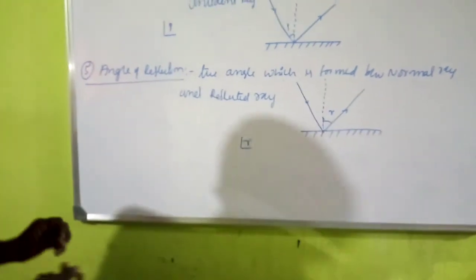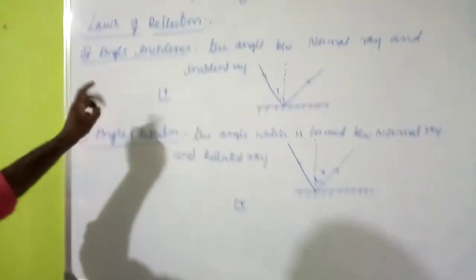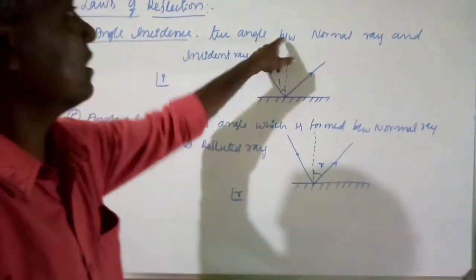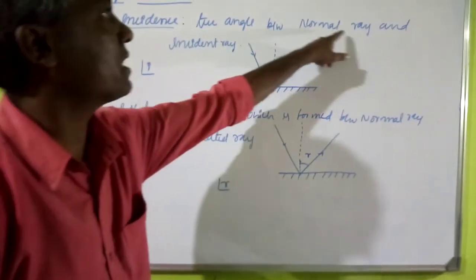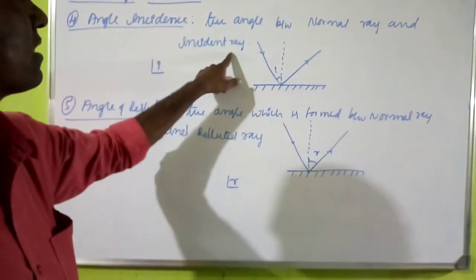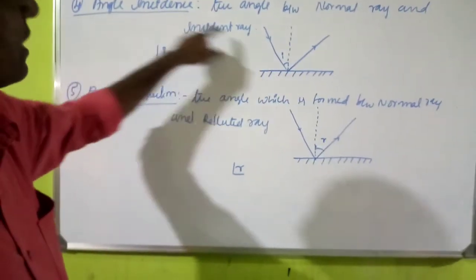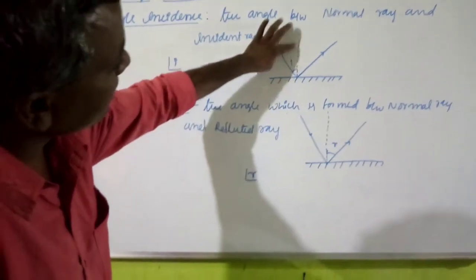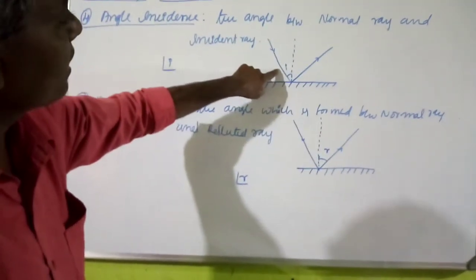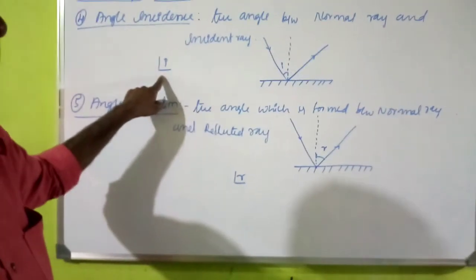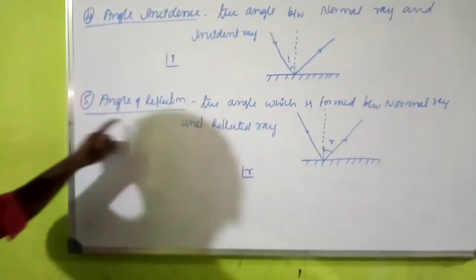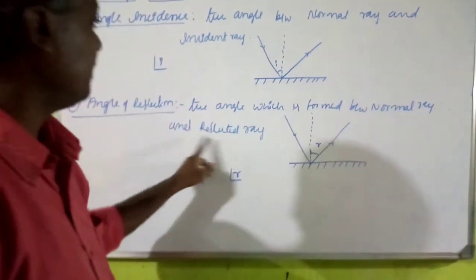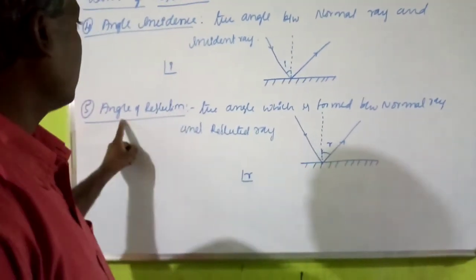Dear students, once again, we have already learned three concepts. Two more concepts here. Angle of incidence, the angle which is formed between the normal ray as well as the incident ray, is called the angle of incidence. Diagrammatically this is the diagram. The angle between the incident ray and the normal ray is called the angle of incidence and it is denoted by small i. Okay, next, angle of reflection, the angle which is formed between the normal ray and the reflected ray is called the angle of reflection.